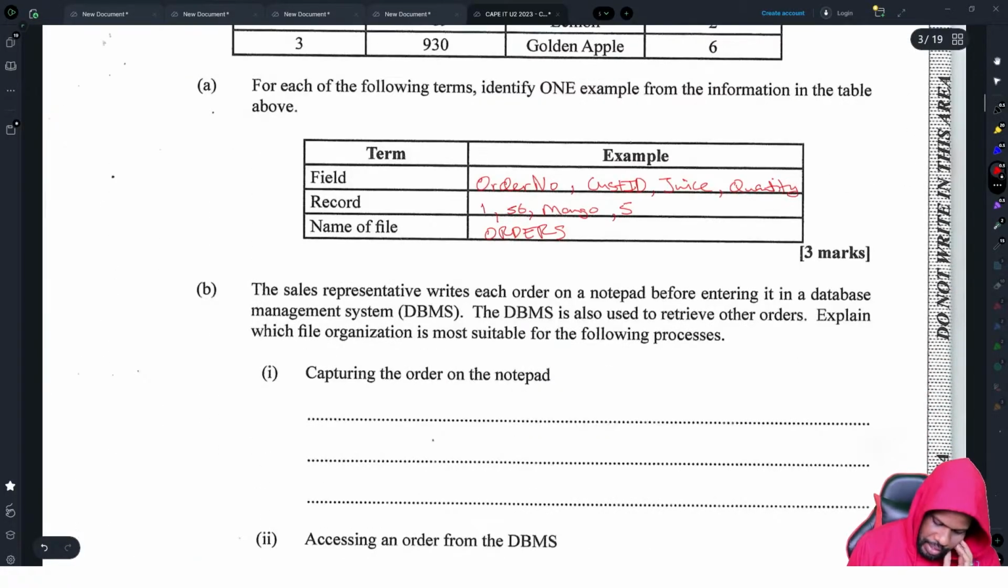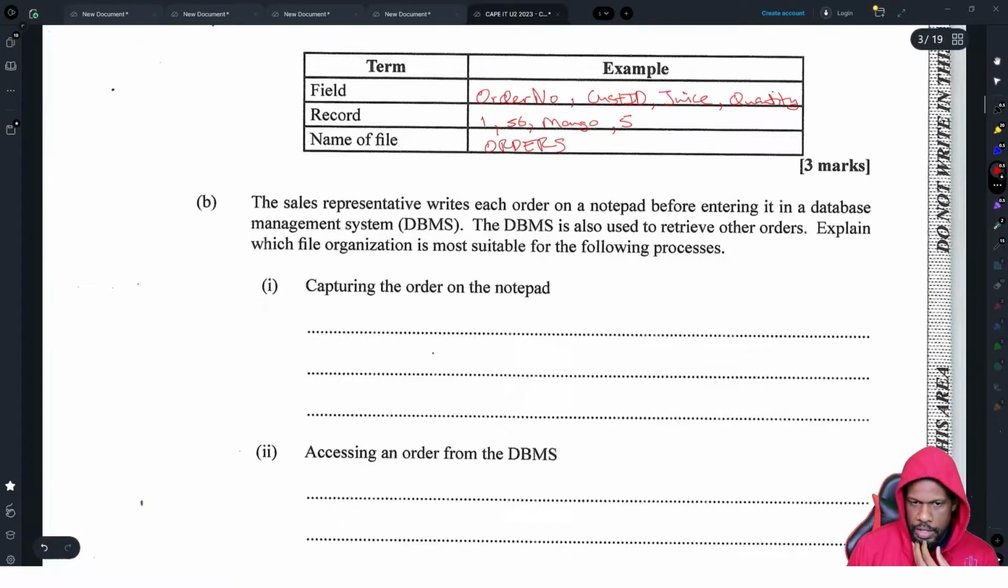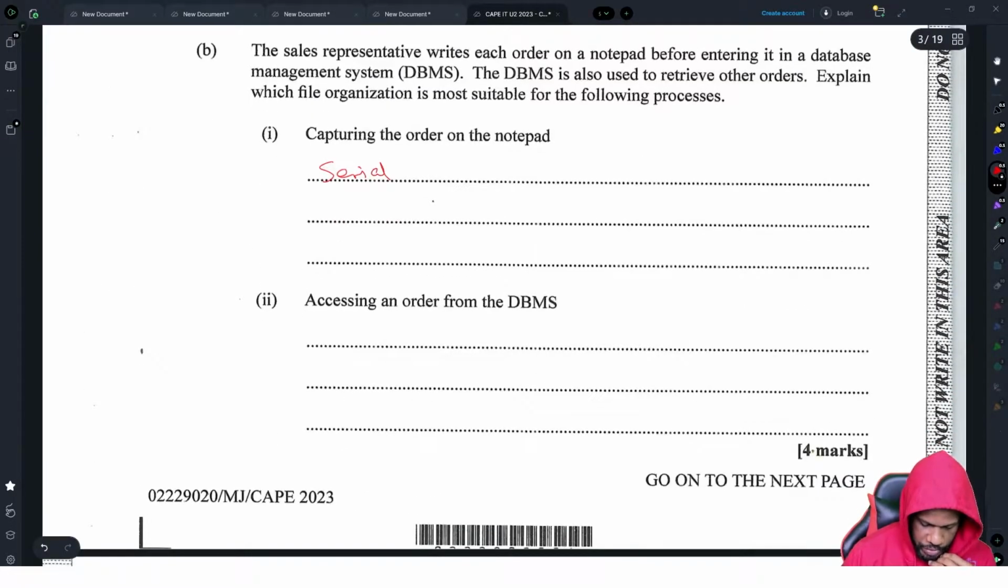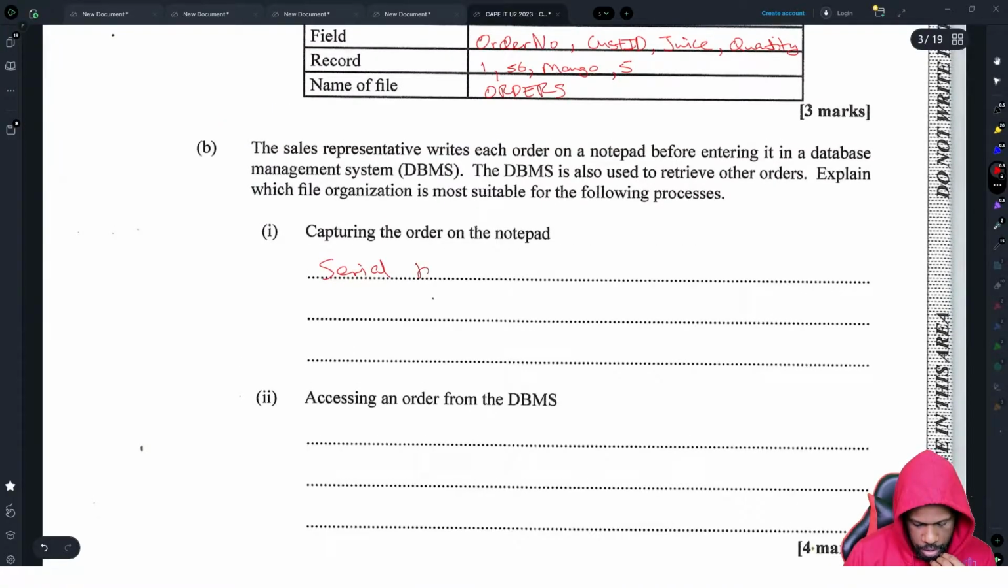It says a representative writes each order on a notepad before entering it in a database management system. The DBMS is also used to retrieve other orders. Explain which file organization is most suitable for the following process. Capturing the order on a notepad. If you're capturing the order on a notepad, you're definitely going to be using serial. Because, how much marks? 4 marks, so 2 marks for each, right? So serial, because it does not matter what order it is stored in.